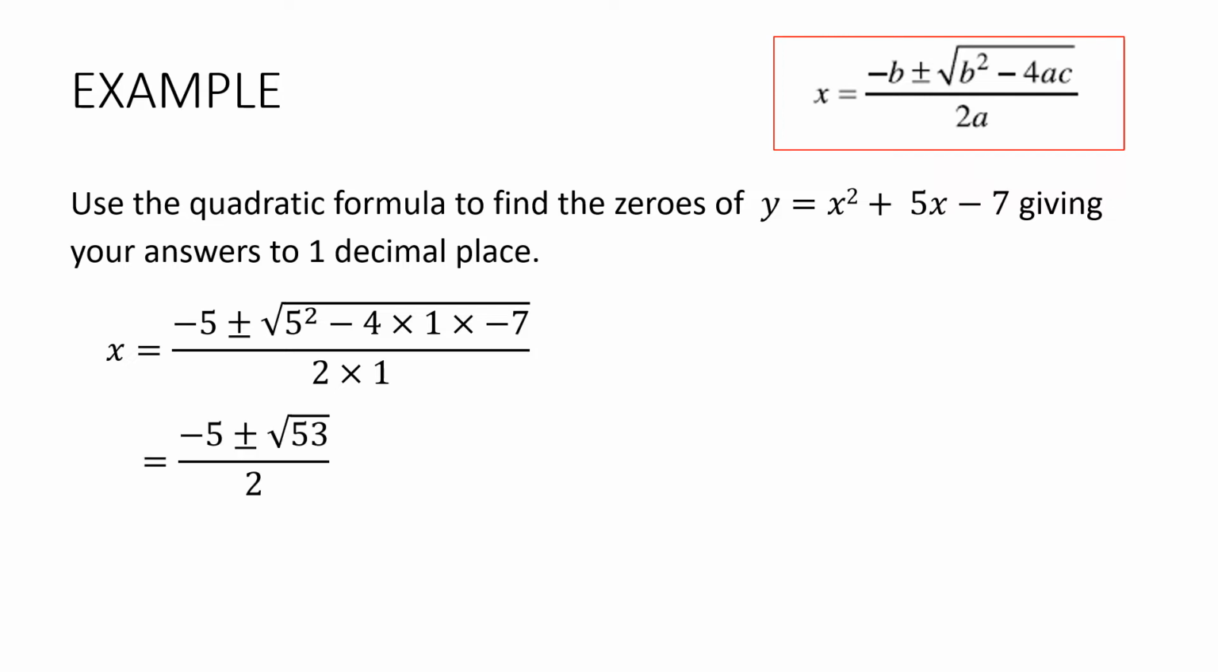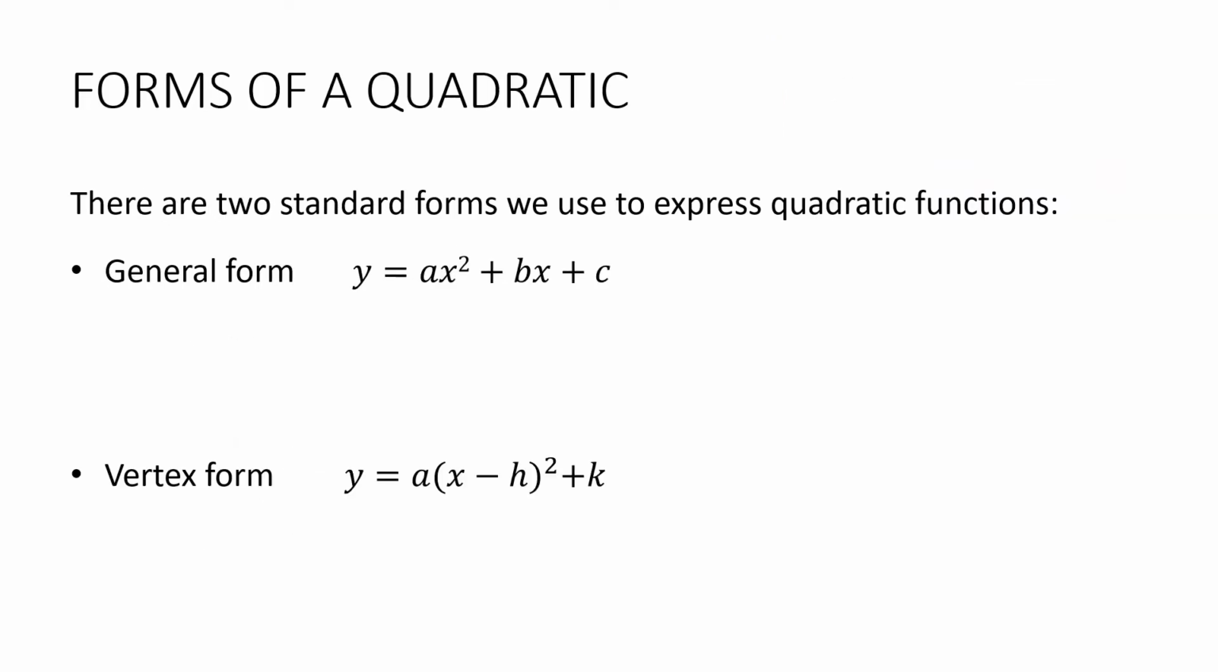Tidying that up, we end up with negative 5 plus or minus the square root of 53 all over 2. And putting this into the calculator firstly with the plus sign and then secondly with the minus sign, we get 1.1 and negative 6.1.